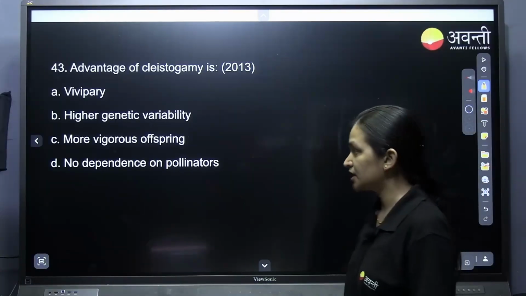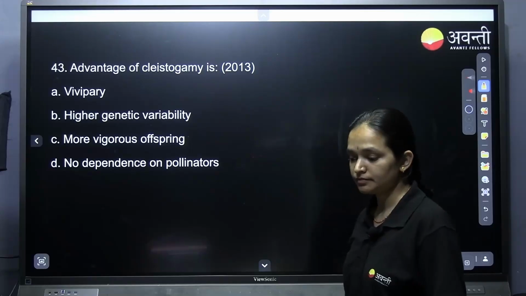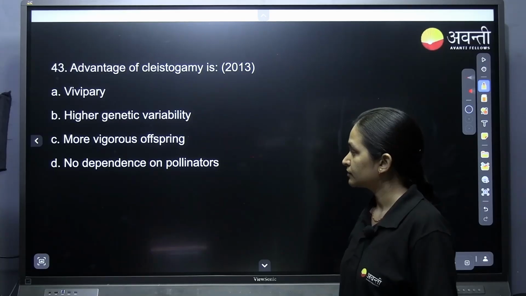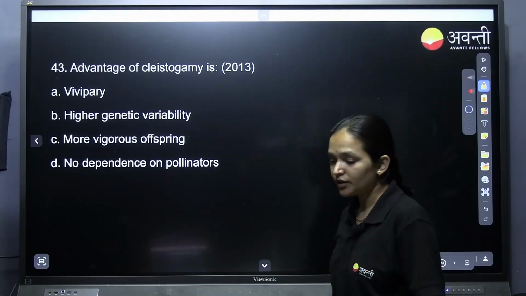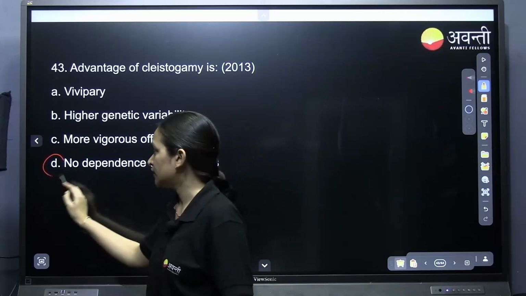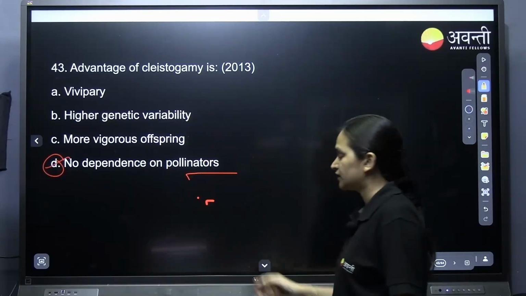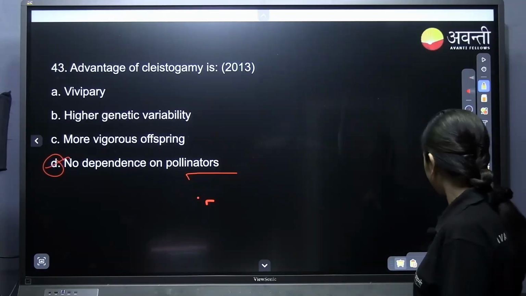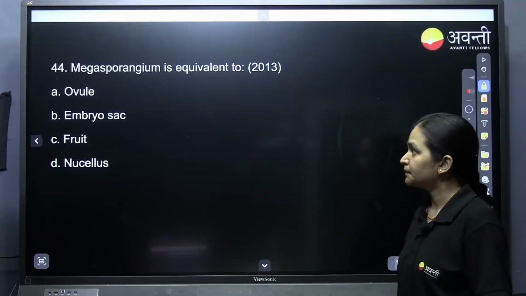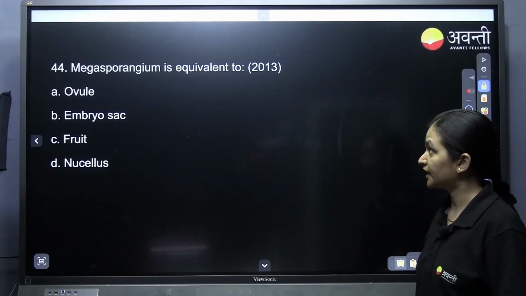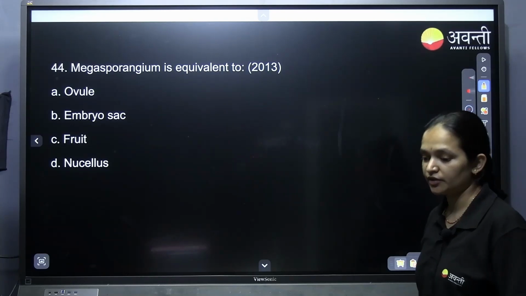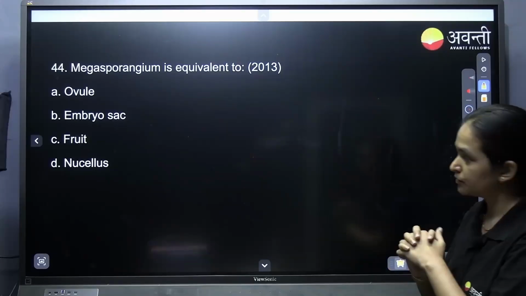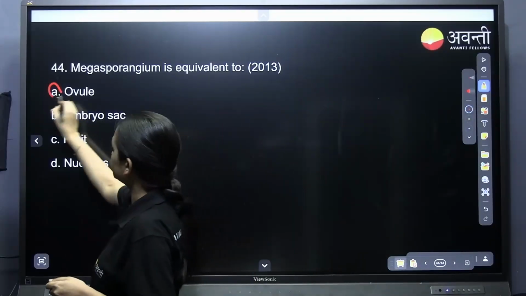Advantage of cleistogamy is, they don't have to depend on, yes, very good, they don't have to depend on any pollinators. It is 100% sure pollination. The megasporangium is equivalent to, the second time we are going to this question, isn't it repeating this question, yes. So, megasporangium is equivalent to ovule. Very good.